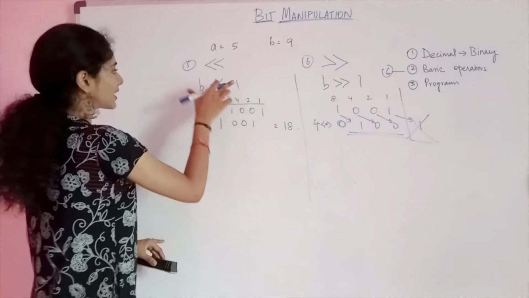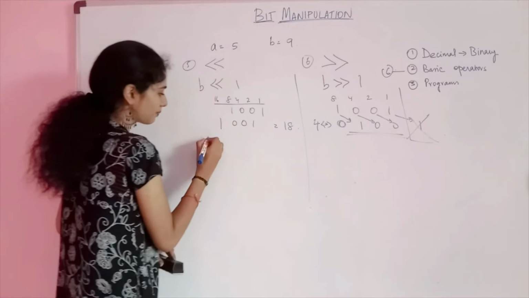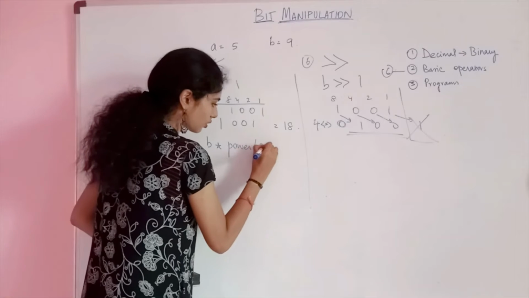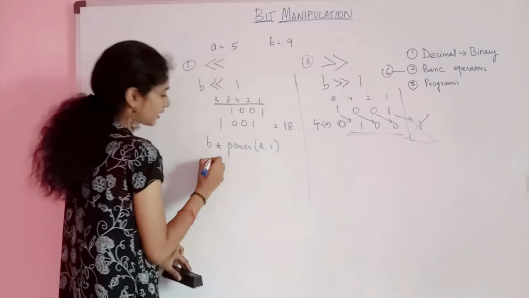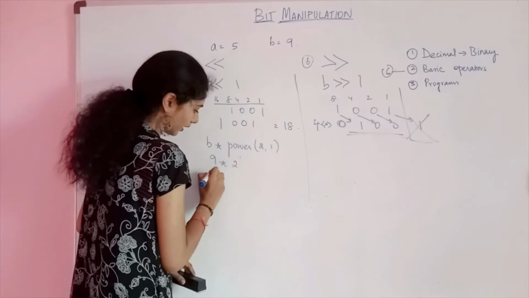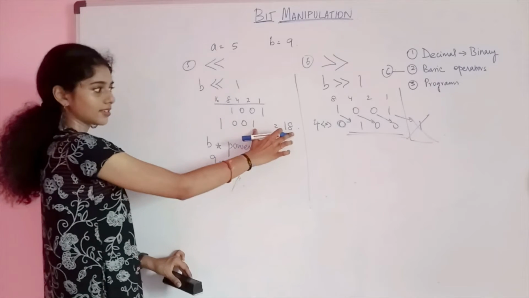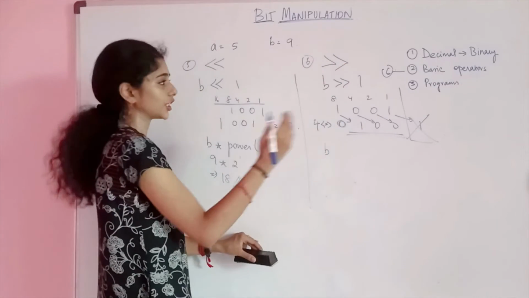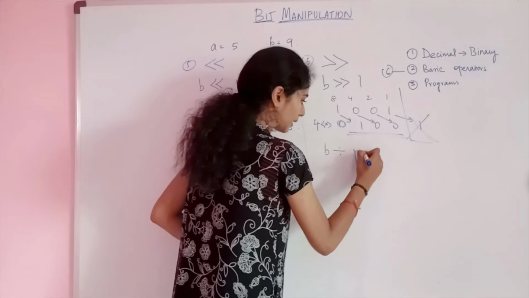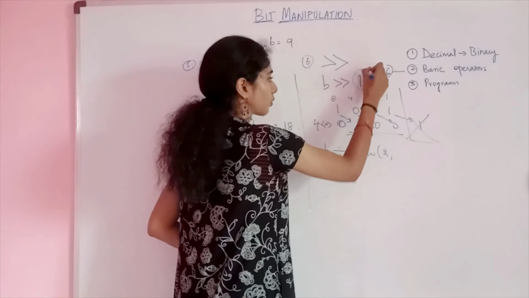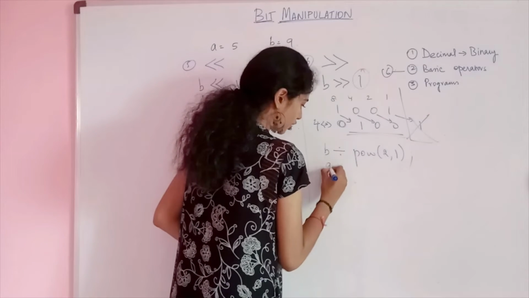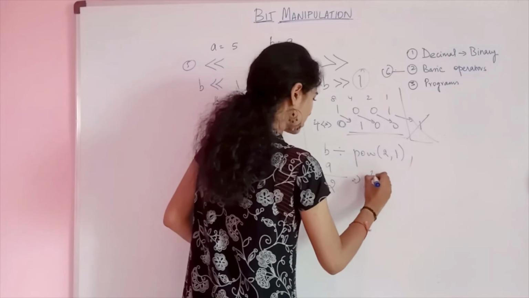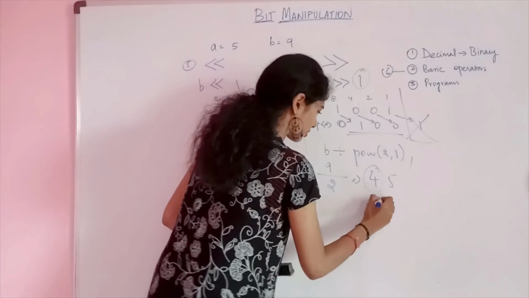Alright. So mathematically speaking, B left shift 1 can be written as B into 2 power 1. So what is B here? 9 into 2 power 1, which is nothing but 18. Make sense? Similarly, B right shift is nothing but division. So it is B divided by 2 power, what is here? 1. So it is going to be 9 divided by 2 power 1. It's going to be 4.5. So you get a value of 4 approximately. Okay?